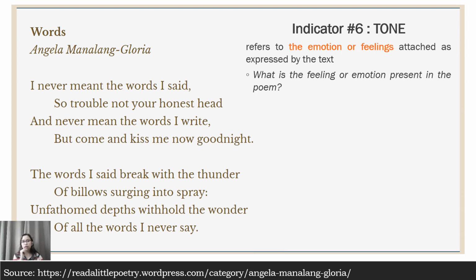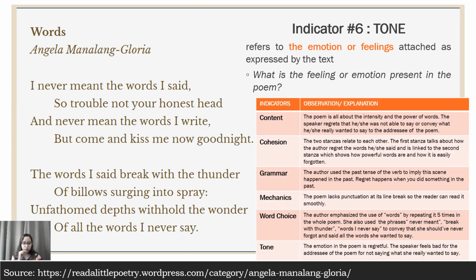Let's go to the tone, the last. So, it refers to the emotion or feelings attached as expressed by the text. Pag sabi nating tone, it refers to the emotion. So, for the tone, the emotion in the poem is regretful. The speaker feels bad for the addressee of the poem for not saying what she really wanted to say. So, the emotion in the poem can be sad, and what I wrote here, it is kind of regretful.